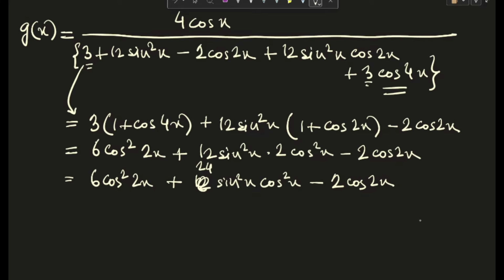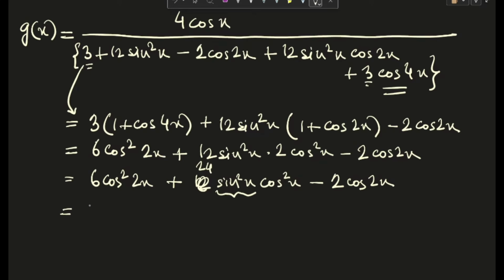Now from here, because we have cosine 2x, sine squared x cosine squared x as well as cosine 2x, what I am targeting is to convert this completely into either sine or cos. So let's go for sine, because a sine is already present. Let's see what happens. Okay, I am doing it for sine.